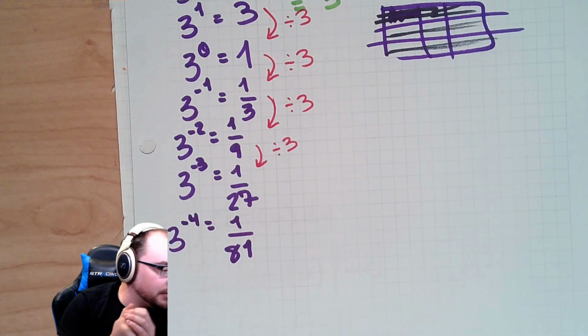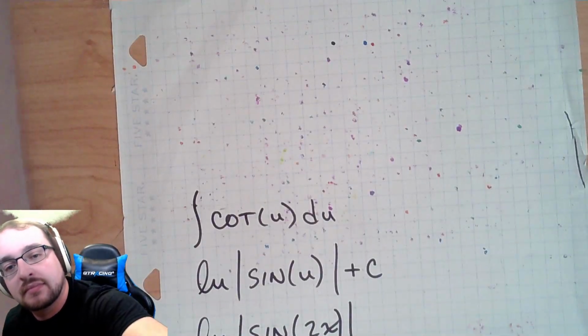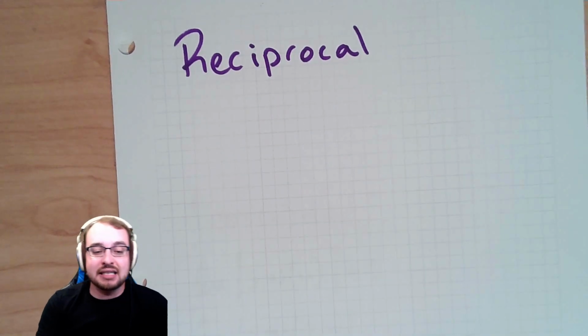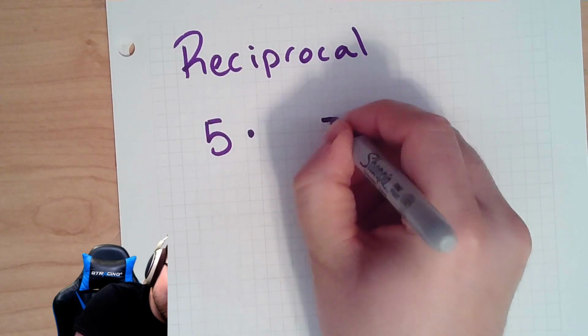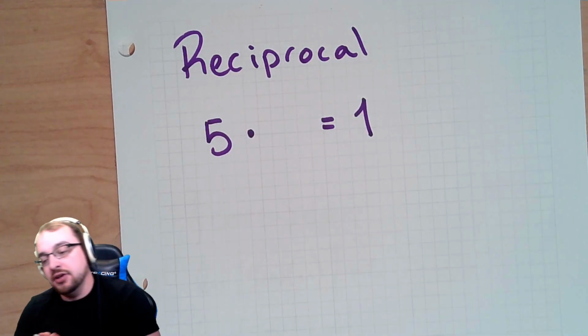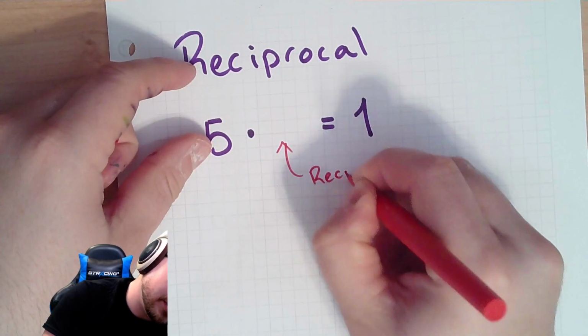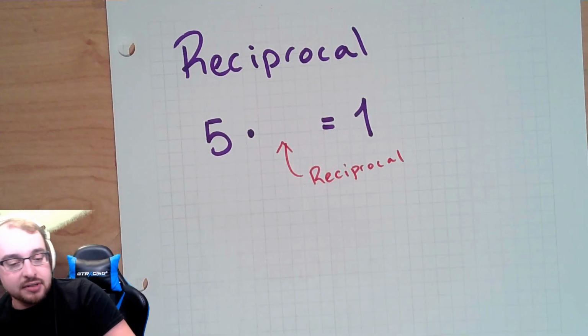I want to talk about reciprocals and why they are important and why they do what they do. A reciprocal, by definition, let me write that out, is this. If you have a number like 5 and you want to times it to get 1, the number you times 5 by to get 1 is called the reciprocal. So you have to figure out what that number is.